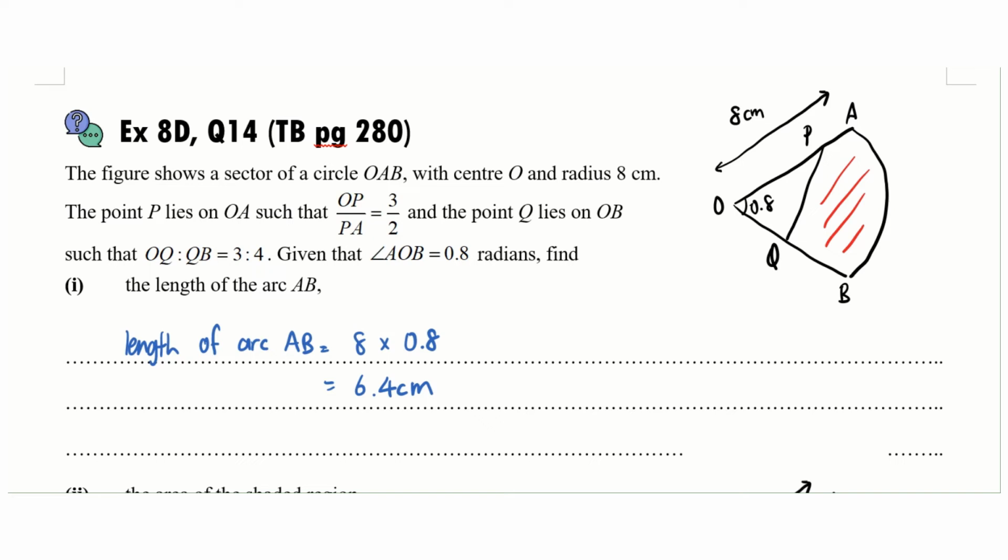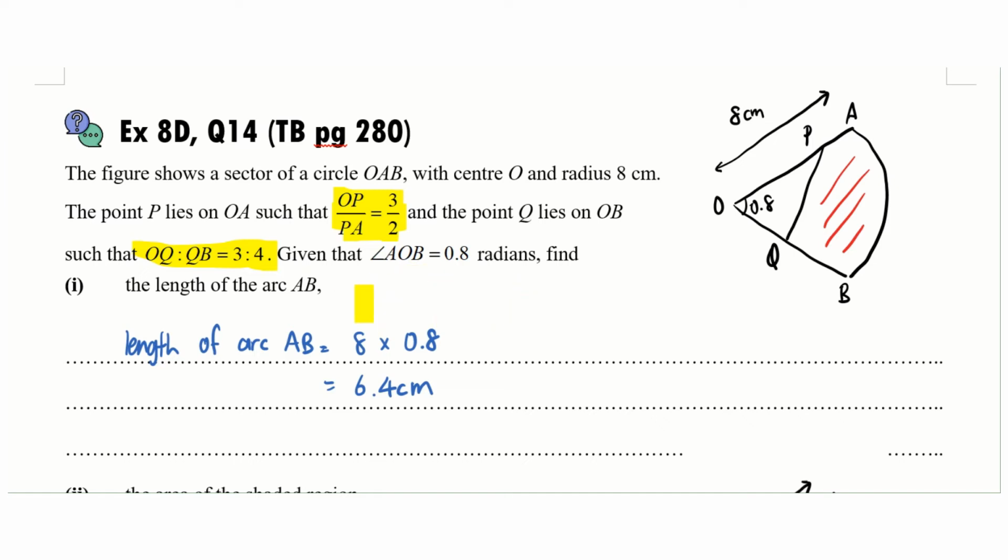Moving on to exercise 8D question 14, we have this figure that shows a sector of a circle OAB with center O and radius 8 cm. The point P lies on OA such that OP to PA is 3 over 2. Okay, so we need to take note of this important ratio. And the point Q lies on OB such that OQ to QB is a 3 to 4 ratio.